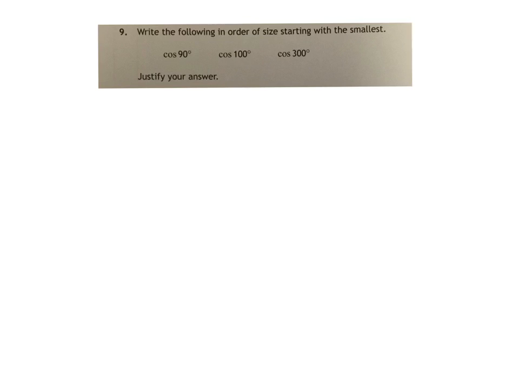So for question 9, we've got to write these in size order, starting with the smallest. So first, if you look at these, we've got the cos of 90. We know from our table that we've had to do that the cos of 90 is 0. Okay? If we look, we've got the cos of 100. We don't need to know the exact value of this. We just need to know what size it is.